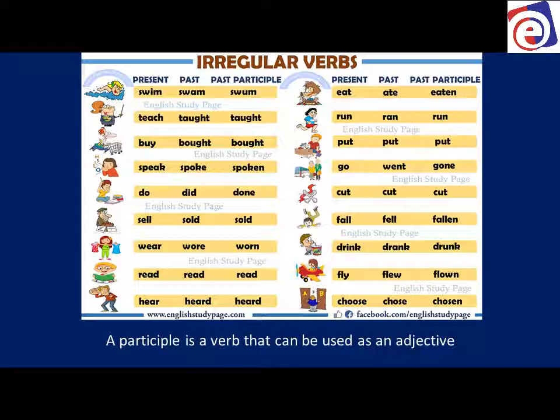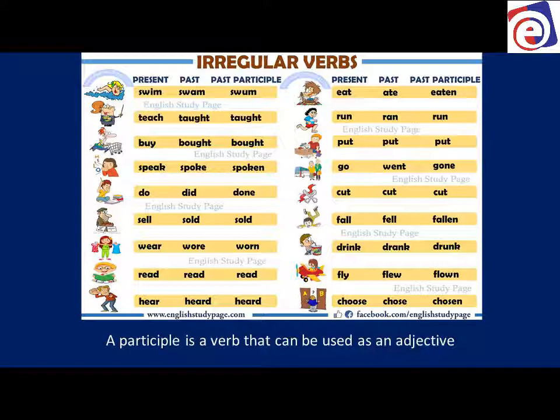Do, did. Sell, sold. Wear, wore. Read, read. Spelled the same, but when we use it in the past tense, we say it different. So it's an irregular verb. So when you see this word, you have to ask yourself, how do I say it? It depends on if it's being used in the present tense or the past tense.